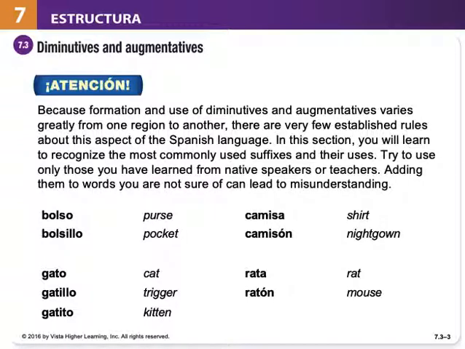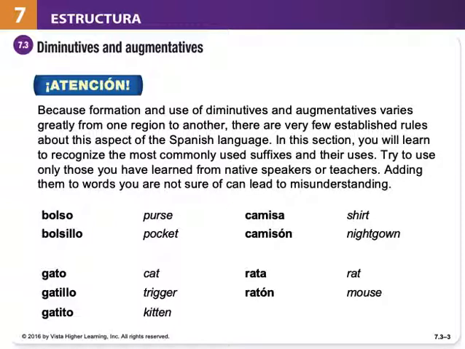And this is true, especially for Puerto Rico, that the most common are ito, ita. When you use illo, illa, you are trying to say that it's something negative.